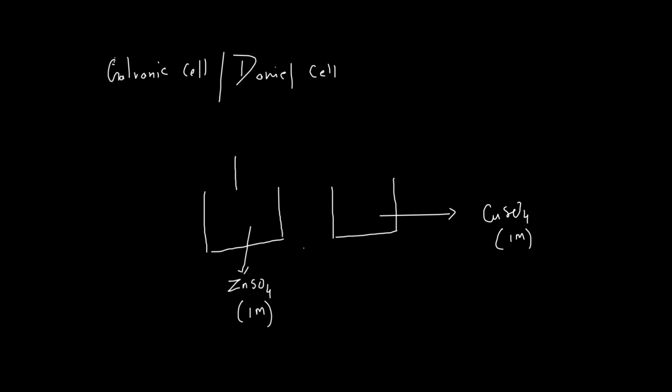Here the zinc rod I am dipping acts as a zinc electrode. Here the copper rod dipping into the solution is called the copper electrode. And now we are connecting them with the voltmeter.